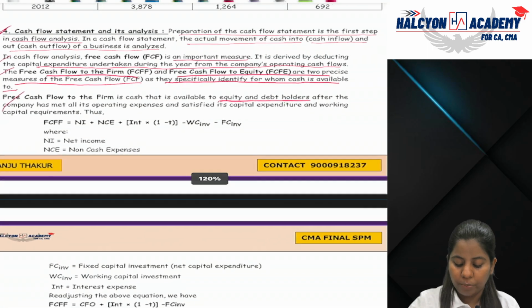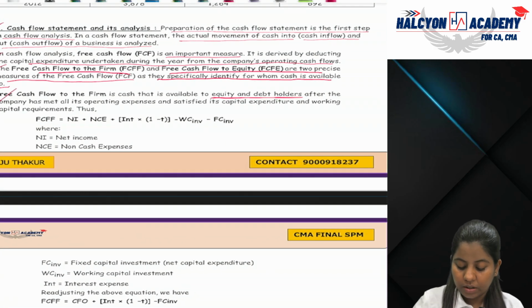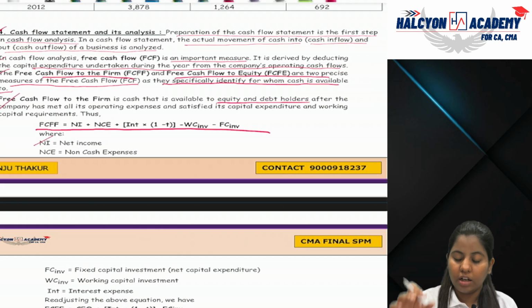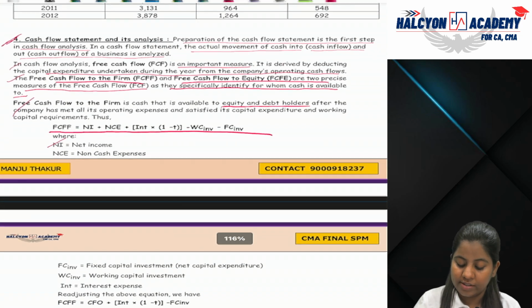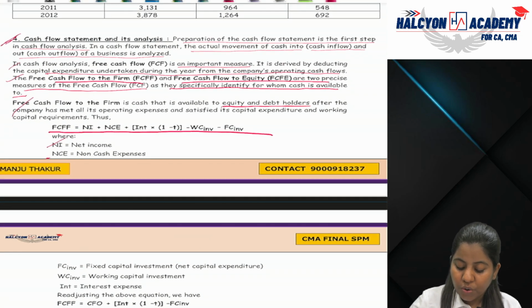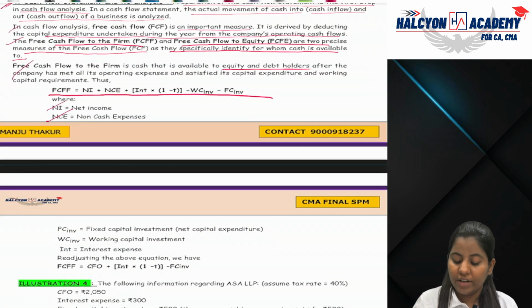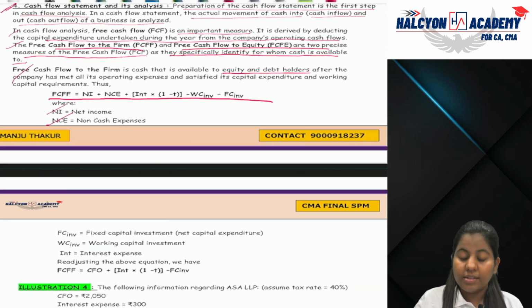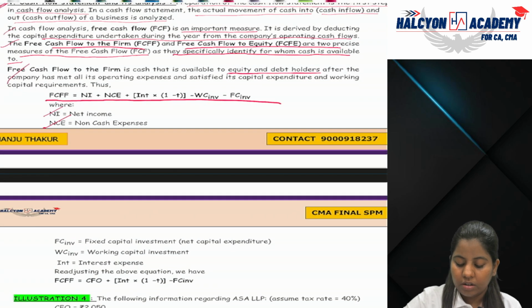So the formula is FCFF equals NI. NI means net income. I will tell you what is net income. Plus non-cash expenses. Just see the formula for now, then I will explain to you. Plus interest times (1 minus tax). I will also tell you why interest is added.